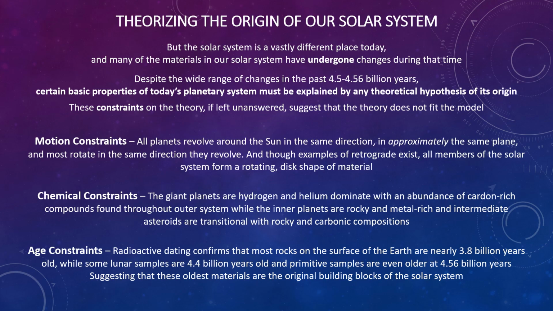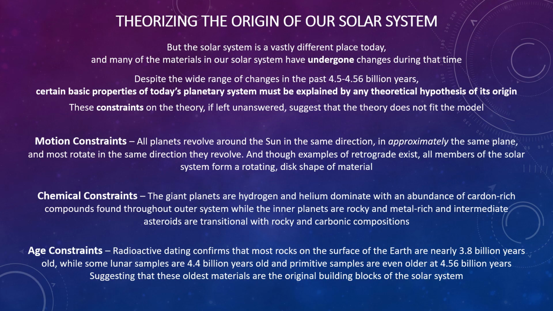There are also chemical constraints, and this is that the giant planets are hydrogen and helium dominated with an abundance of carbon-rich compounds throughout the outer solar system, while the inner planets are rocky and metal-rich. And there's intermediate asteroids that are in kind of a transitional zone between the gas giants and the inner planets, and these have rocky and carbonic compositions.